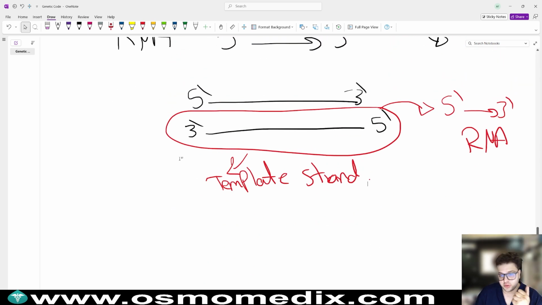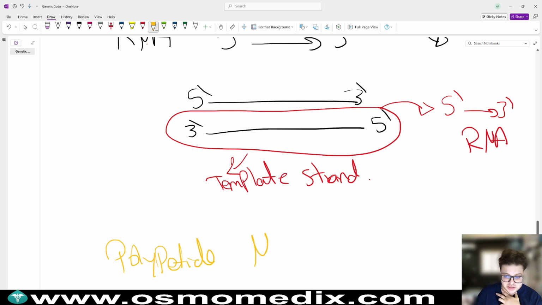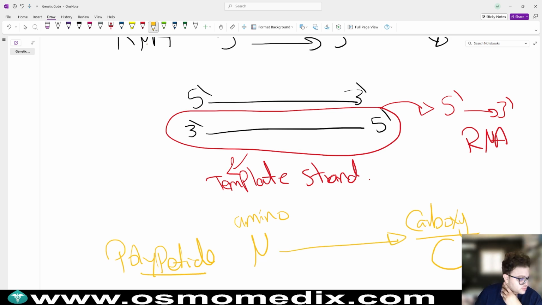In the 5 to 3 direction, we have two termini for any polypeptide. Any protein, polypeptide means protein, has two ends. One is called the N terminus, the nitrogen or amino terminus, and one is called the carboxy terminus, the C terminus. So the polypeptide chain is synthesized from the N to C terminus, or in the 5 to 3 direction.